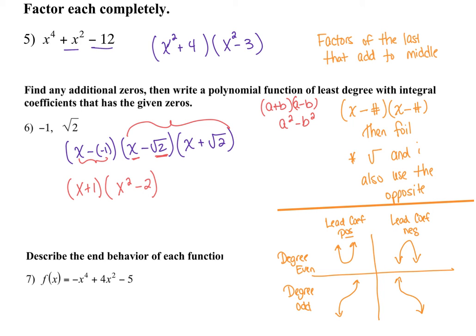I'm not done. Now I need to FOIL these 2. And this is just regular foiling like we did in Algebra 1. X times x squared is x cubed. X times -2 is -2x. 1 times x squared is x squared. 1 times -2 is -2. Because you're in Algebra 2, my expectation is you know that I would not want you to leave the answer that way. We would want this in standard form. So I'm going to start with my highest and go down to my lowest exponent here. And I am done.